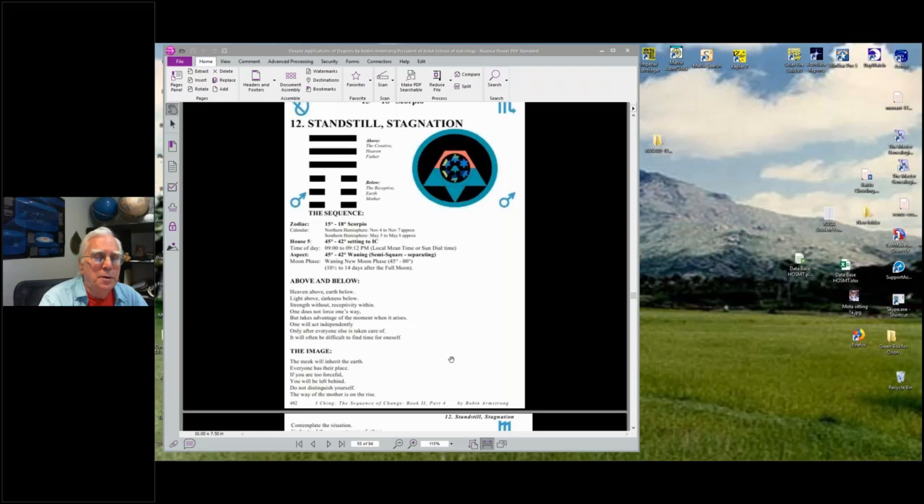Heaven above, earth below, light above, darkness below, strength without, receptivity within. One does not force one's way, but takes advantage of the moment when it arises. One will act independently only after everyone else is taken care of. It will often be difficult to find time for oneself.